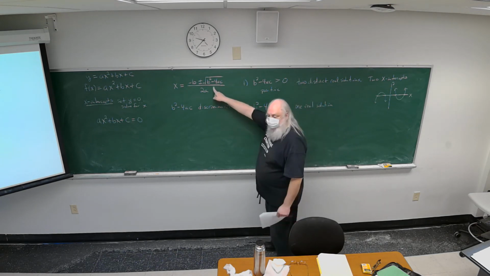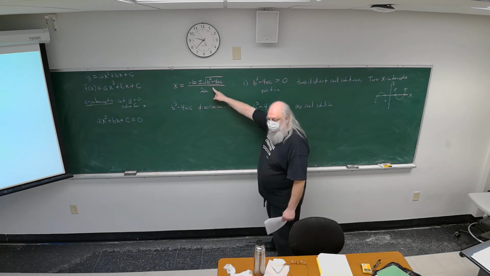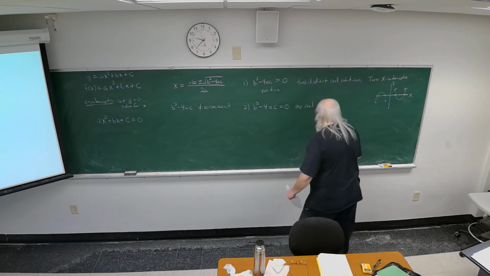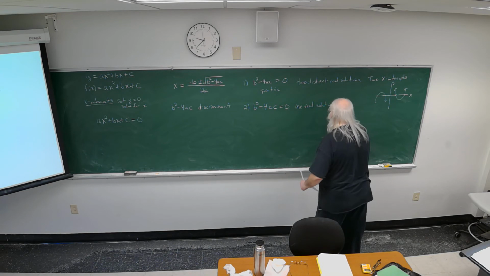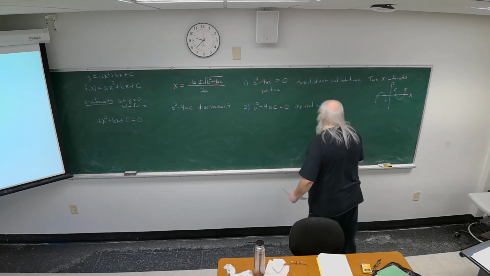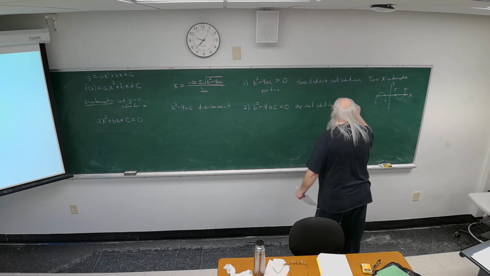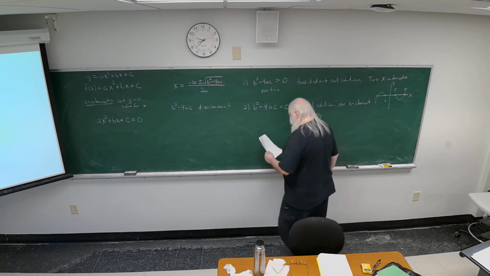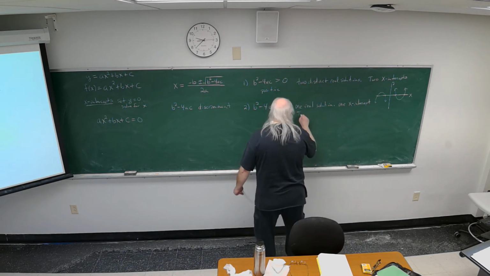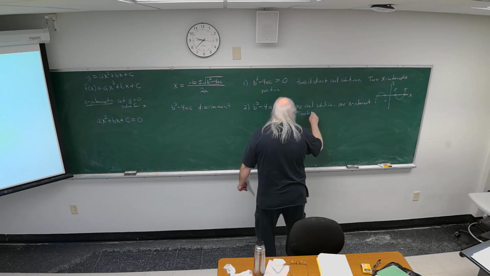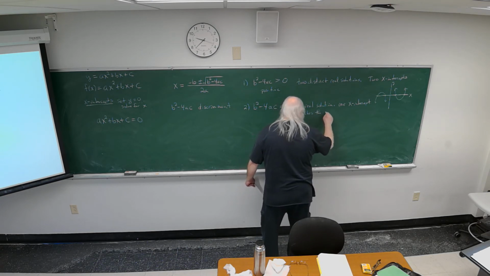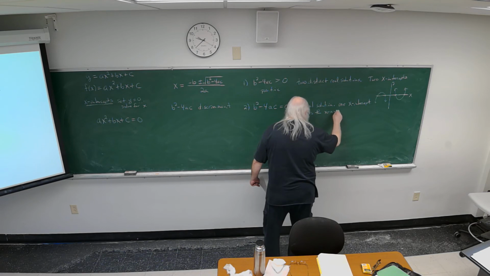From our formula, there's only one value of x. One real number for the value of x. And so there's only one x-intercept. When that happens, the parabola just touches the x-axis in that case.